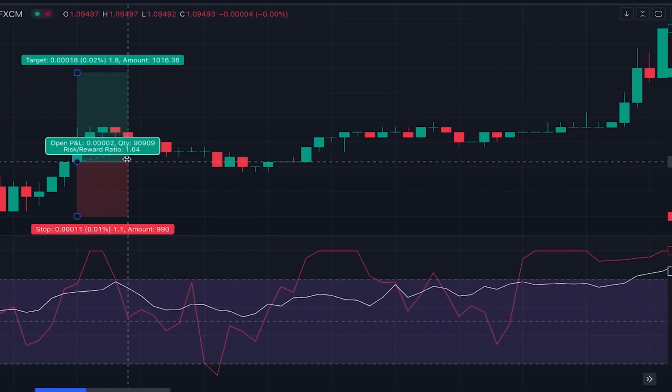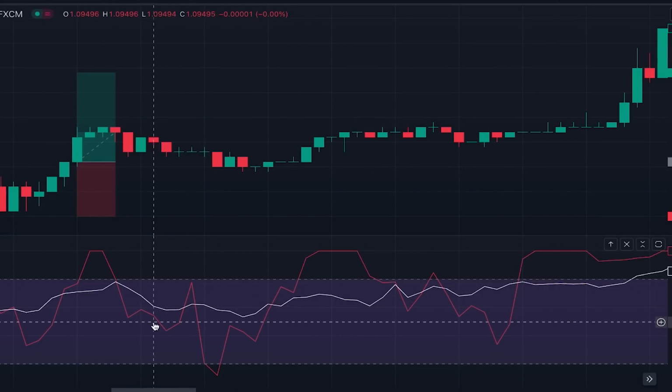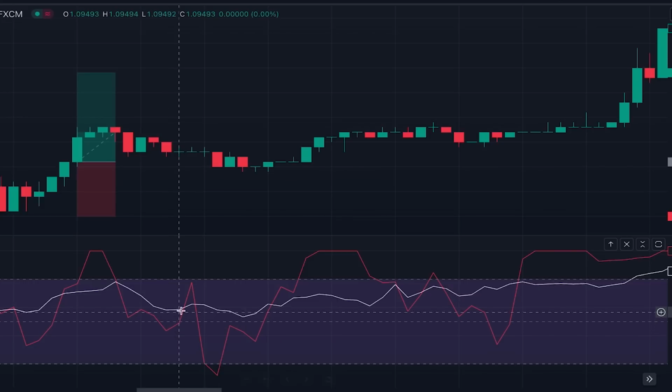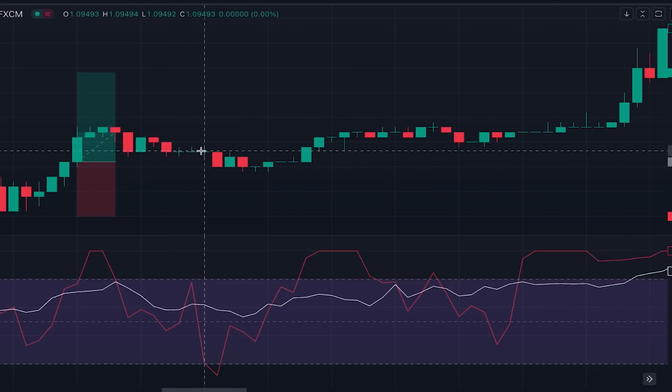After this trade, here you can see that the red MFI again went below the center line, and then it crossed above the white line here. So another long position can be opened here as the new candle is opened.